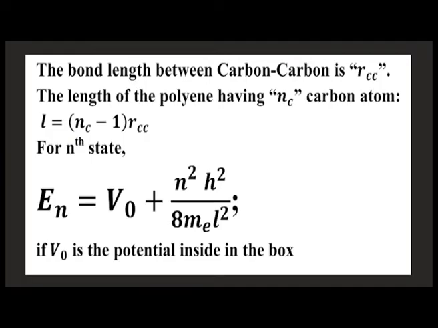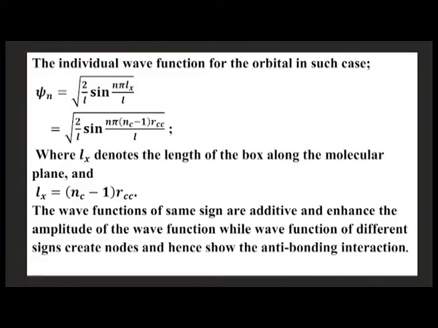For the nth state, En is equal to V0 plus n square h square divided by 8 me L square, where V0 is the potential inside the box. The individual wave function for the orbital in such a case, psi n, is equal to root under 2 by L sin n pi Lx by L, equal to root under 2 by L sin n pi into Nc minus 1 RCC divided by L, where Lx denotes the length of the box along the molecular plane and Lx is equal to Nc minus 1 into RCC.